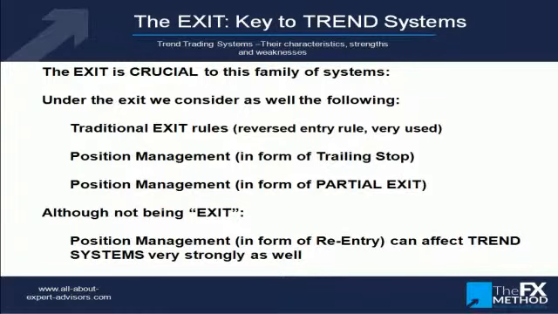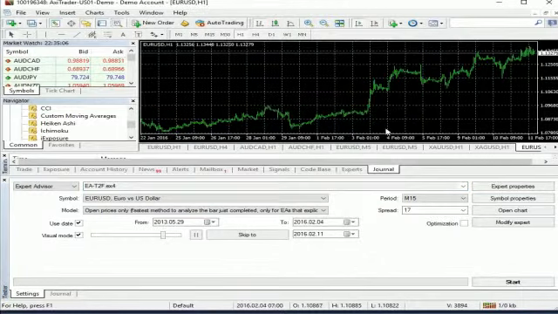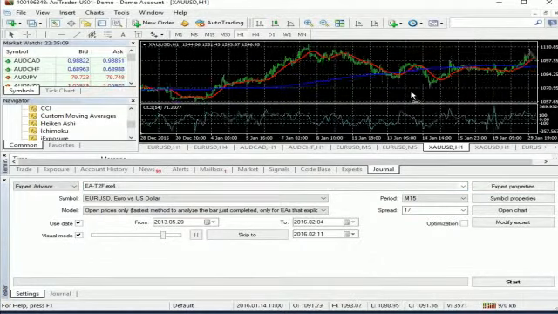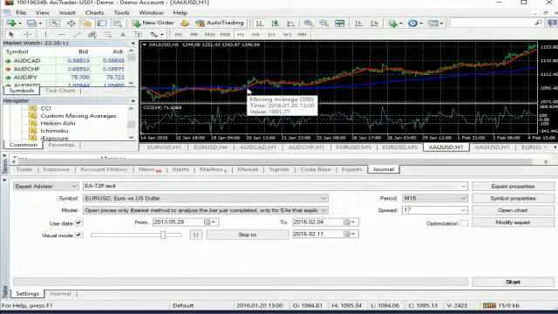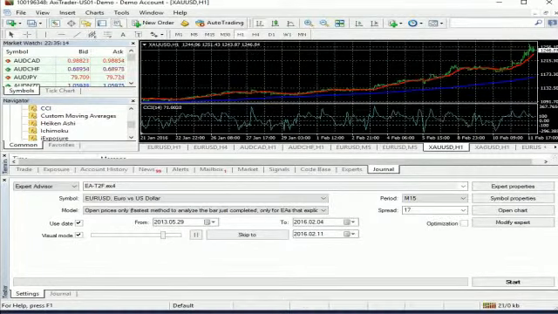We consider the exit also the following, because, for example, the traditional exit rule is this: if you had two moving averages and they told you it's an uptrend, like we saw in gold, and they reverse, what does the reverse mean? Here we had the signal for gold several days ago. Imagine now the red and blue cross again. It's a moment to exit the trade. That's a classical exit rule.